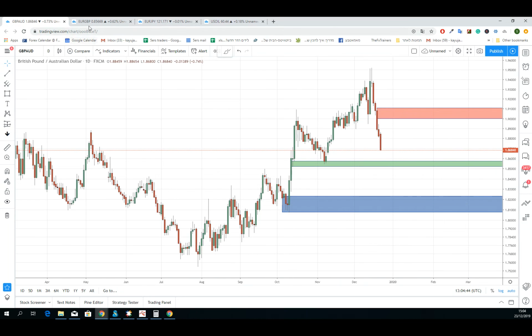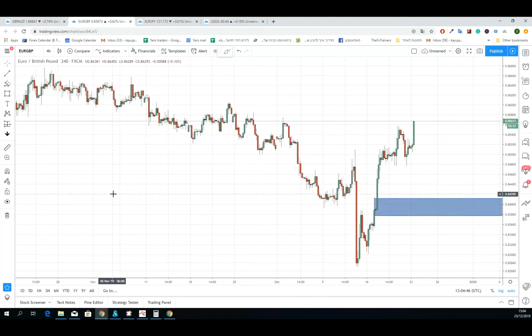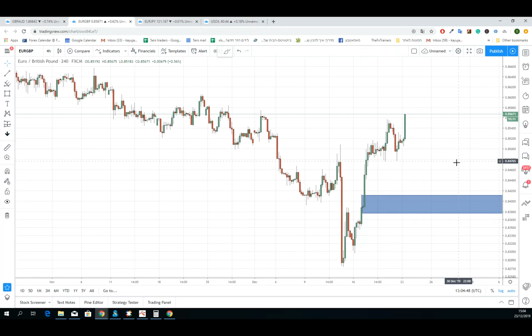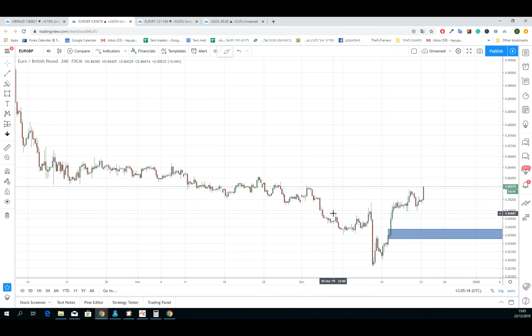Okay, the next pair we will choose is the euro and the pound. As you can see now, the euro is still rising up against the pound. I choose the demand below, which also seems a bit like a Quasimodo level. For those who don't know exactly what a Quasimodo is, you can find much more about this also in our blog, and I'll try to explain the meaning here.